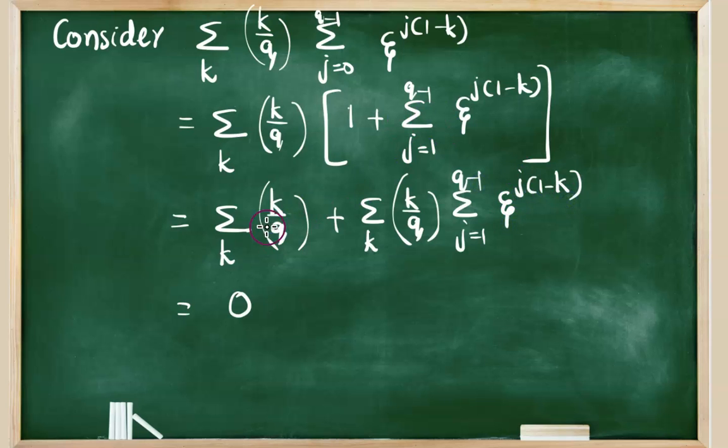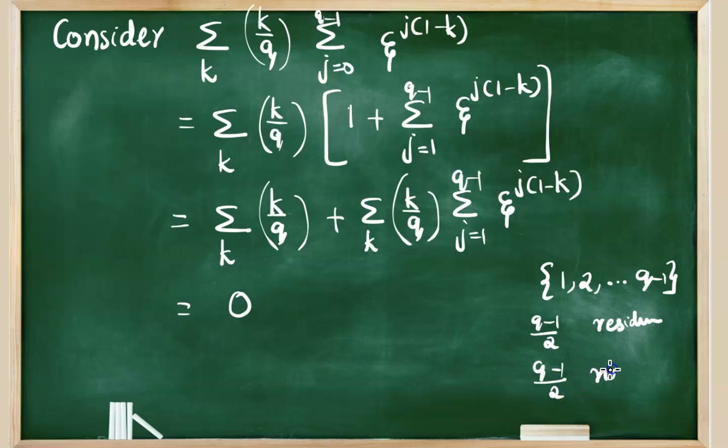The first sum will be 0, since we know that in the set 1 to q minus 1, there are q minus 1 by 2 quadratic residues and q minus 1 by 2 quadratic non-residues. That is, q minus 1 by 2 squares and q minus 1 by 2 non-squares.